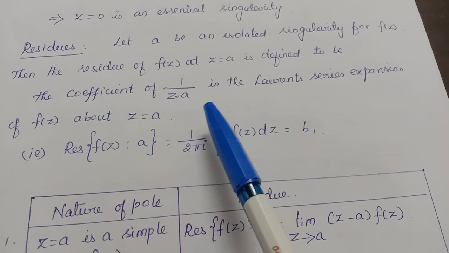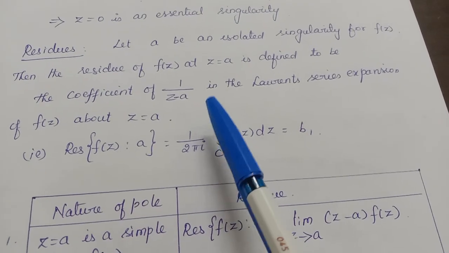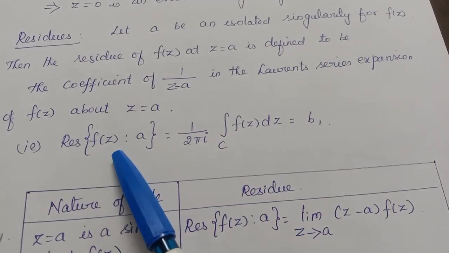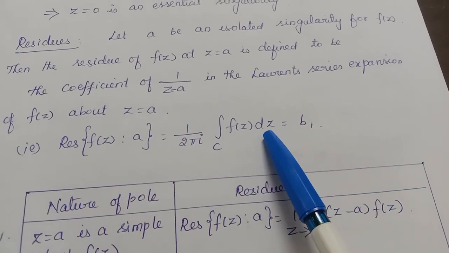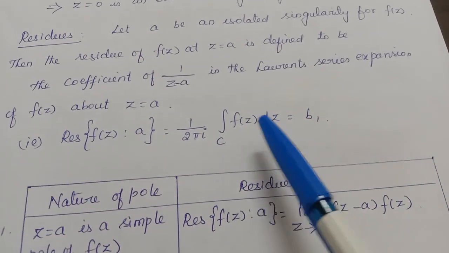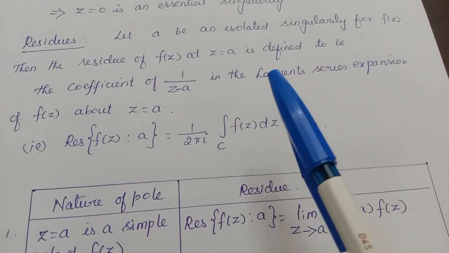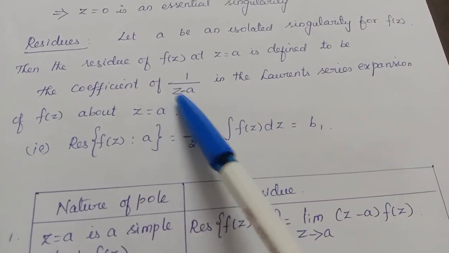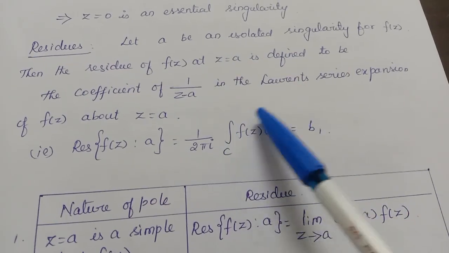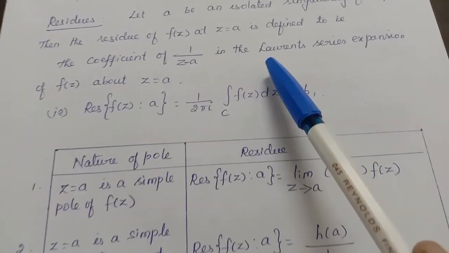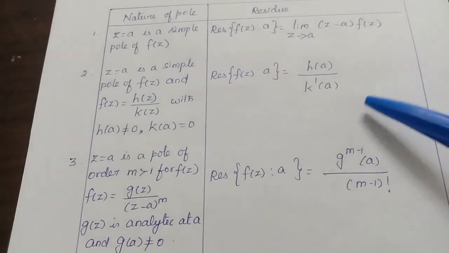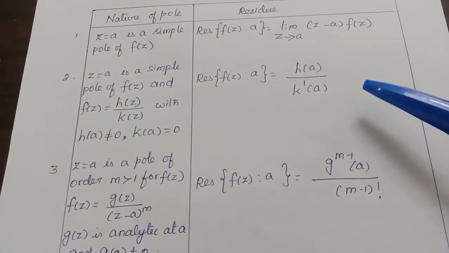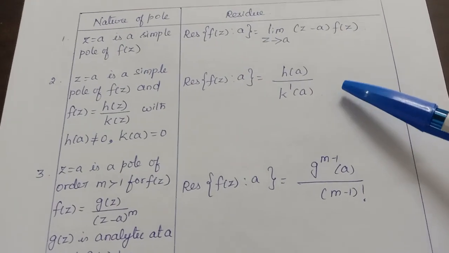In other words, for the Laurent series expansion, you have a very big formula, no? From that formula, we can write residue of f of z equal to 1 by 2 pi i integral over c of f of z dz. Right. Okay, so this is the formula. Only in very rare cases do we apply this definition, that is, the coefficient of 1 by (z minus a). For simple problems, we have three different types of formula for calculating the residue at the poles.